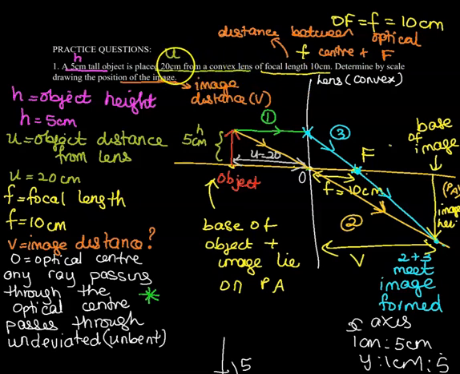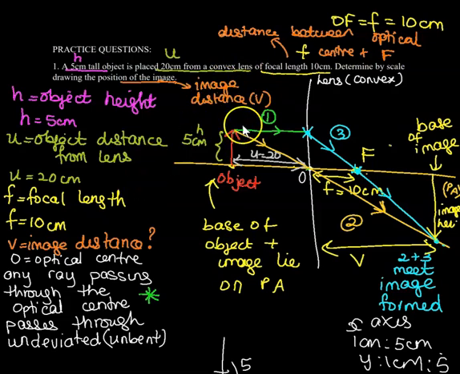The object distance here is represented by u, and it shows the distance of the object from the lens itself. Now, the focal length speaks about how much bending your light ray will experience as it passes through the convex lens. Now, determine by scale drawing the position of the image. So the position of the image is what is referred to as your image distance.